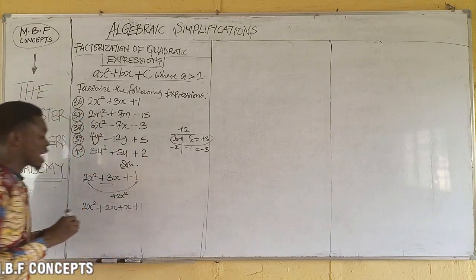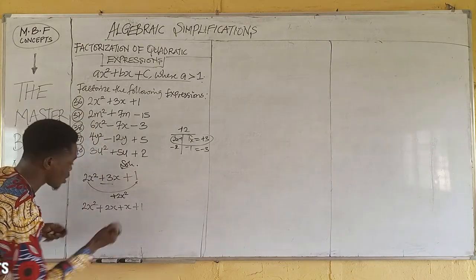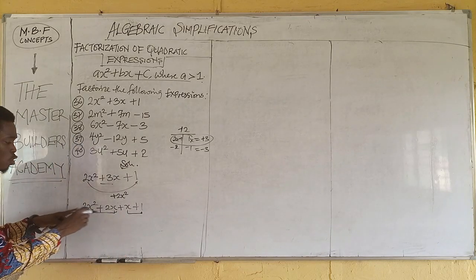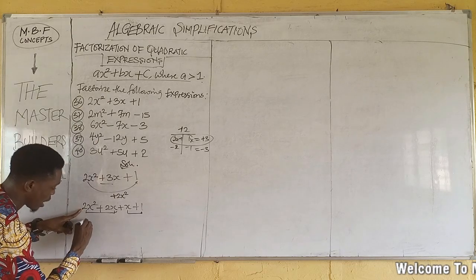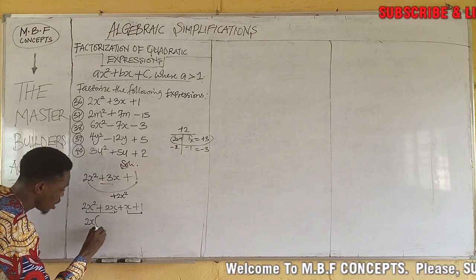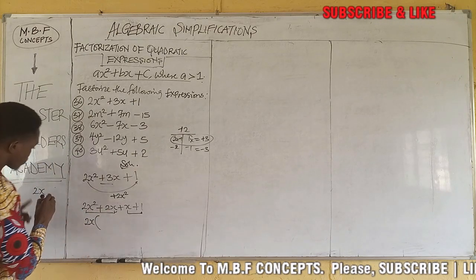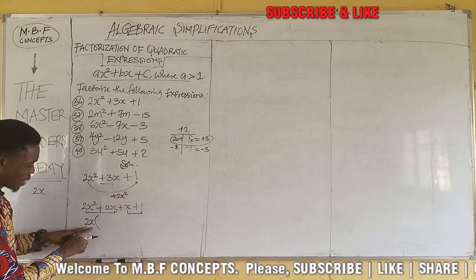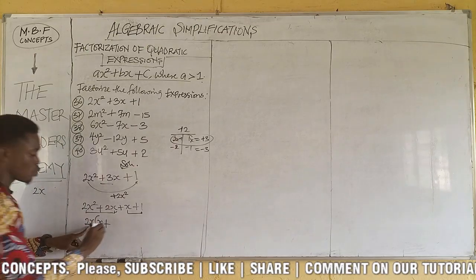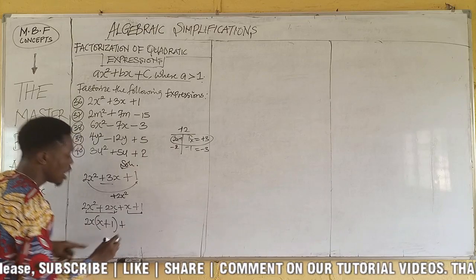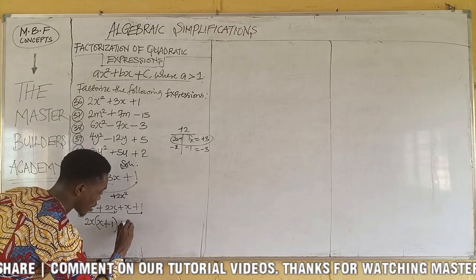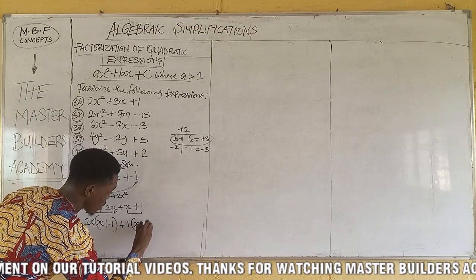Then plus 1. The next thing we do is to consider what is common between the first two terms. The first thing that is common there is 2, then x, so 2x. When you divide 2x squared by 2x, you are left with x. Plus, when you divide 2x by 2x, we have 1. That's all. Then plus, between these last two terms, 1x and 1, what is common there is 1. Put down 1, then open the bracket, repeat the bracket.